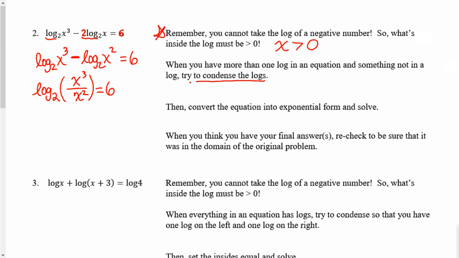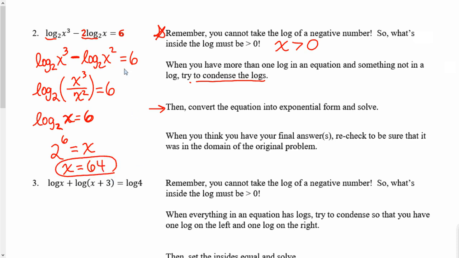I can reduce that to the log base 2 of x is equal to 6. Now I have condensed. I'm ready to convert the equation into exponential form. My base was 2, so my base stays 2. The 6 used to be by itself, so it's now in the exponent. And the x that used to be inside the logarithm is now over on the other side. So x is equal to 2 to the 6th. 2 to the 6th is 64.